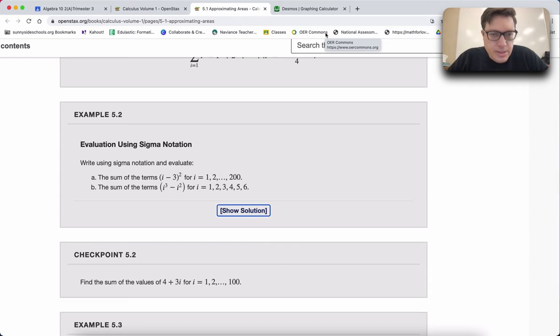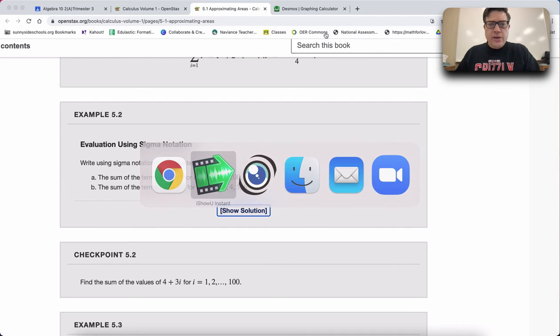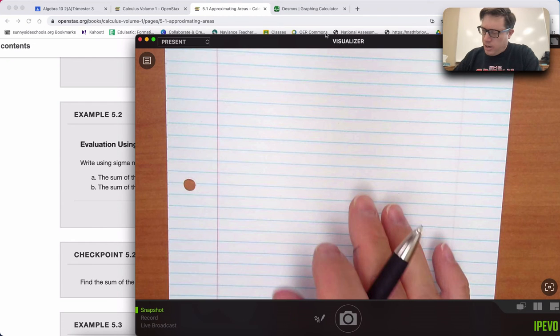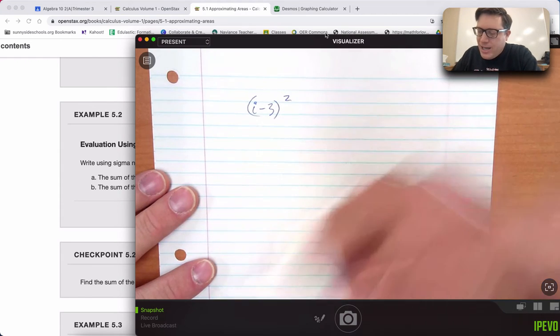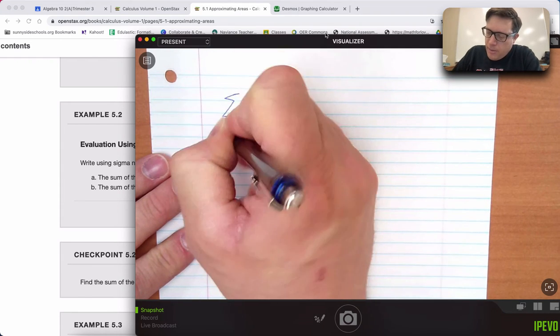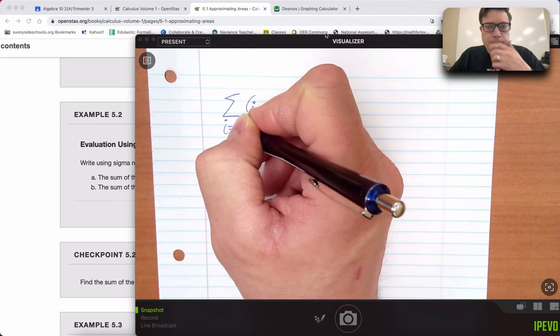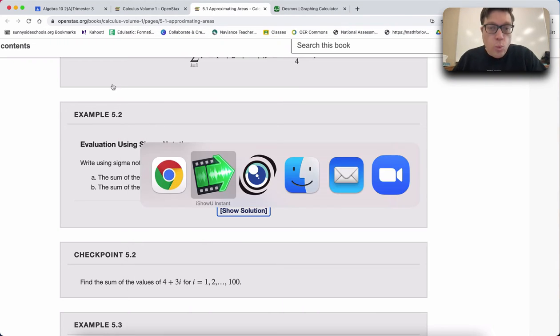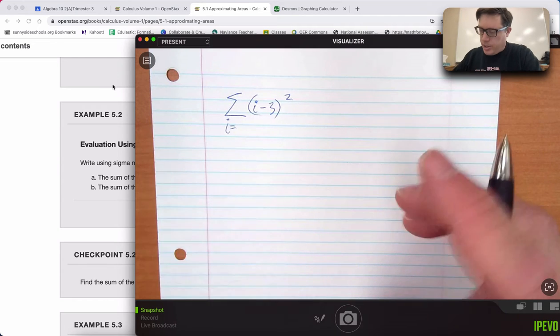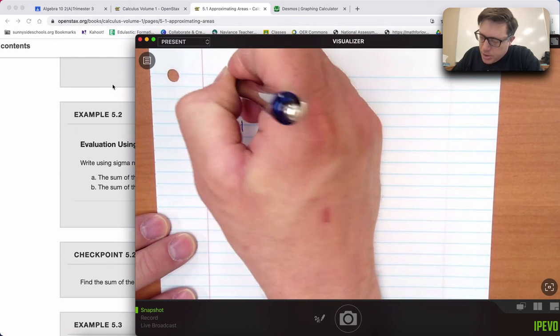The sum of the terms (i minus 3) quantity squared, and we want to go from i equals 1 to 200. That's a lot of terms to add up. I think I can take some shortcuts here. I go (i minus 3) squared. If I write that as a sum from i equals 1 to 200.